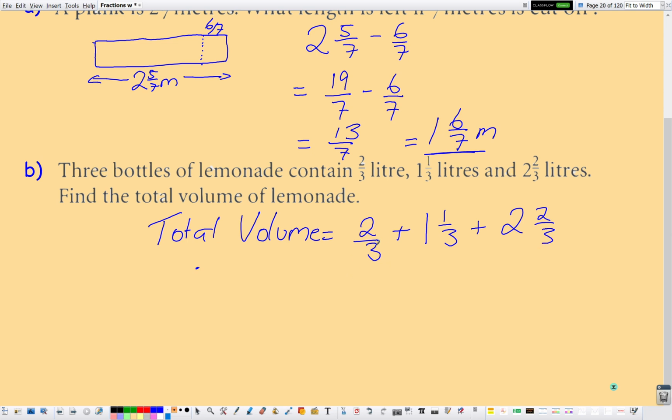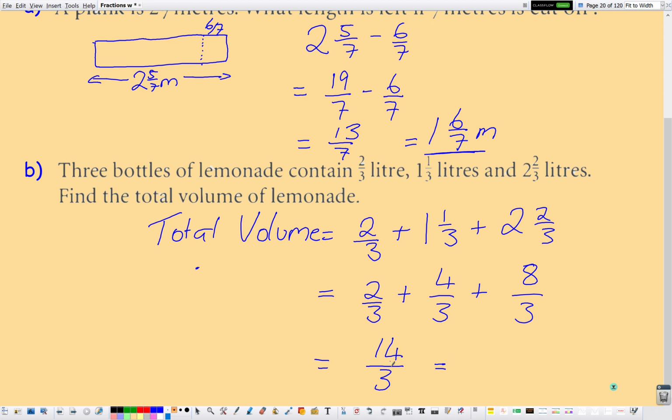Now the first one I can't do anything with, but the second one and the third term I'm going to have to change those to improper fractions. So it's going to be 2/3 plus 3 times 1 is 3, add 1 is 4/3, plus 3 times 2 is 6, add 2 is 8/3. Now I've got fractions, some top heavy, that all have 3 as a denominator, so I can combine them into 1 and add the numerators. 2 plus 4 is 6, plus 8 is 14/3, and I'm going to change that to a mixed number.